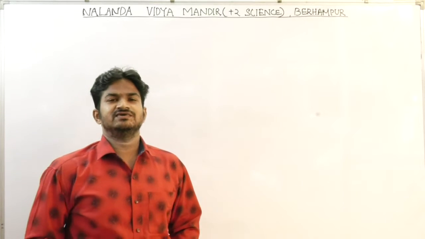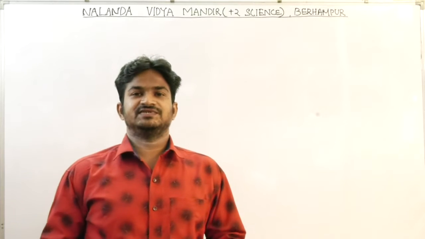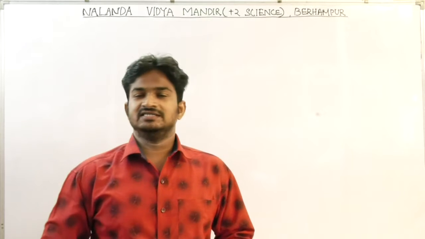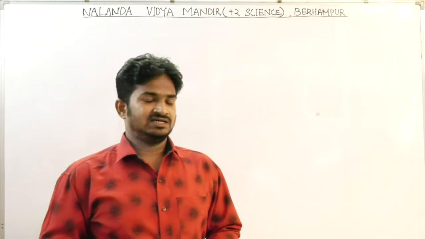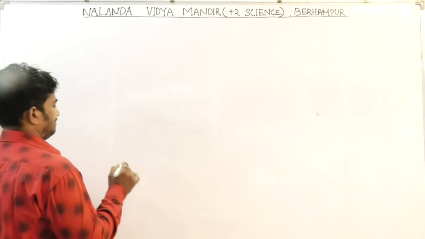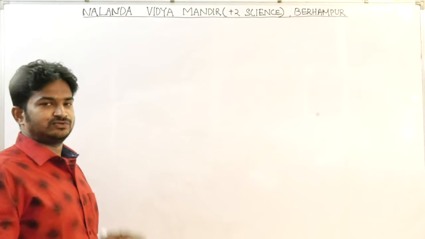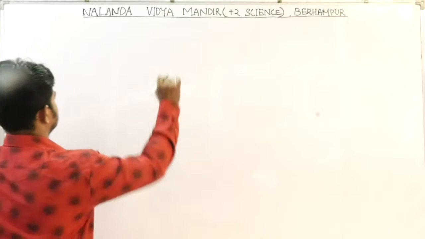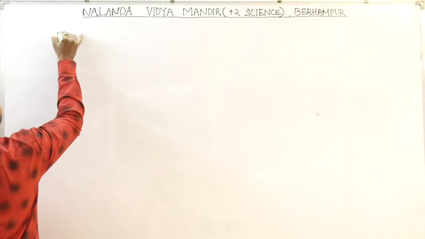So, in our last class, we discussed the classification of matter. That was the first lecture of mine. We discussed how matter can be classified. Matter can be classified into two parts: physical classification and chemical classification. Once again, I am going to recall that matter.